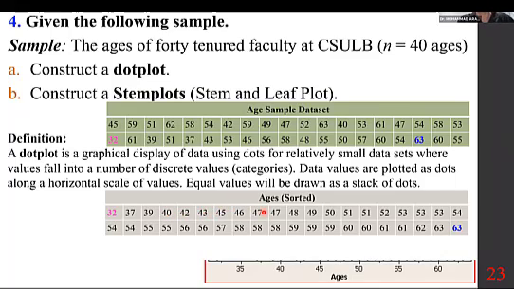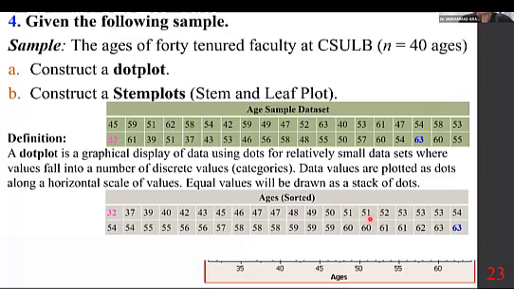As you can see, when we go further and we hit number 47, then we have two of them. So we put two dots at top of 47. 48, 49, 50, we have one. 51, we have two, we put two dots, so on and so forth.